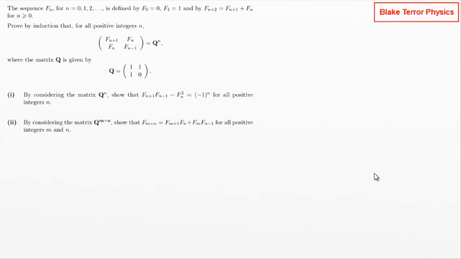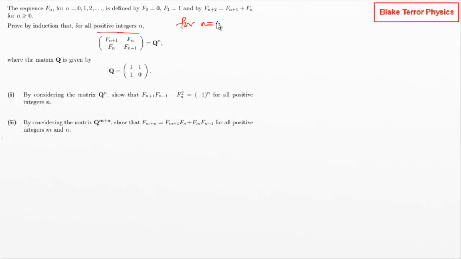Hello, this is question 6 from the 2023 Step 2 paper. The sequence F_n for n = 0, 1, 2, etc. is defined by F_0 = 0, F_1 = 1, F_{n+2} = F_{n+1} + F_n for n greater than or equal to 0, so it's the Fibonacci sequence. Prove by induction that for all positive integers n, that matrix is Q to the n, where Q is that matrix. So we're doing all positive integers n, so we're starting from 1.